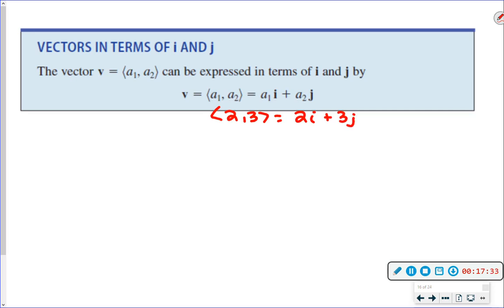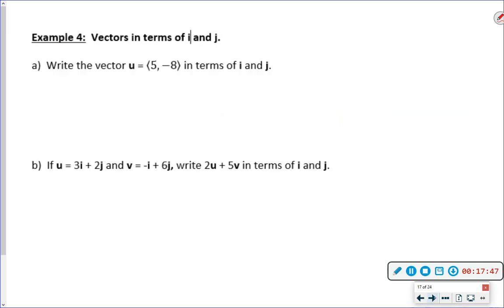And this is one of those things you just have to read closely. Because they might say, hey, express your vector in terms of i and j. So you want to give the 2i, 3j. Or they might just say component form, 2, 3. Just read close, right? Okay, write the vector in terms of i and j. That should be simple. We just did that. So it's going to be your 5i. I'm not writing plus negative 8.